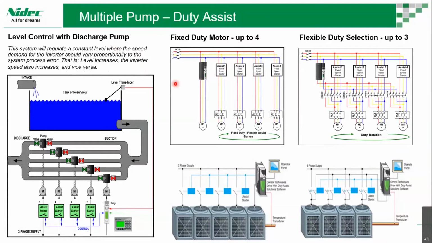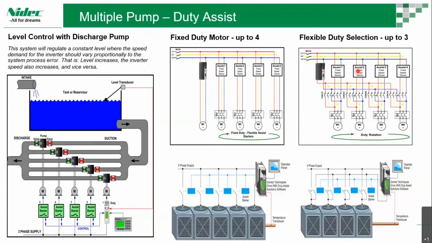Coming to the one point we already mentioned, that is duty assist, which we have in the drives. We can use it for fixed duty motors, with one single drive for up to 4 motors. These motors all run with a flexible starter. This particular drive can start a motor at the starting point as a starter, and after that the motor goes to 100% speed, while this particular pump works as a variable speed pump. So this is one way we can do it.